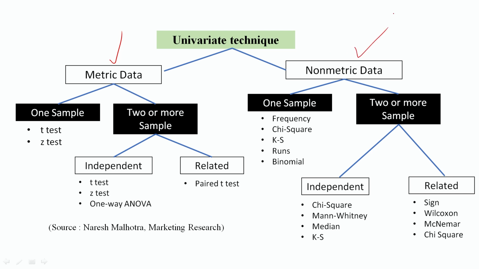Metric data has different levels, or specific numbers which represent a continuous variable. Here we have one sample. Remember the name of the statistical test: t-test or z-test. For two or more samples with a metric variable, we use t-test, z-test or one-way ANOVA if we are testing independence, or if we are testing related samples, we use paired t-test.